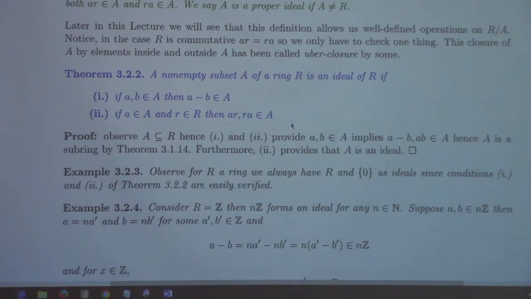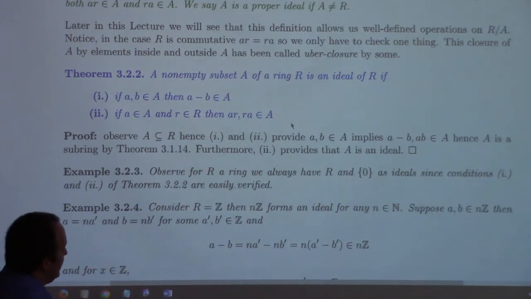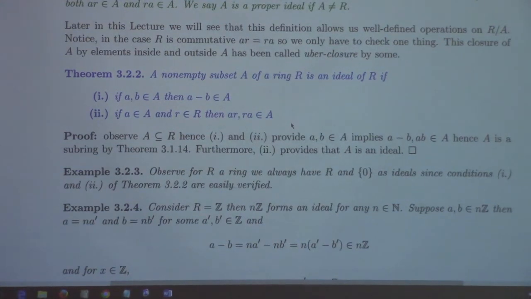And we got this very nice test to check that it's an ideal. What do you got to do? You got to show that it's closed under subtraction, right? That makes it a subring, and then check for basically uber closure. If you got those two things, it's an ideal. So that's nice to know.